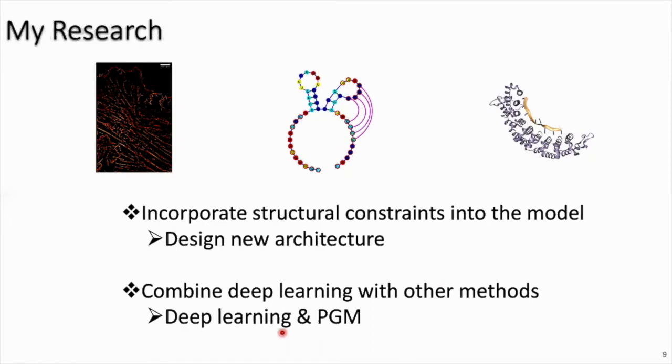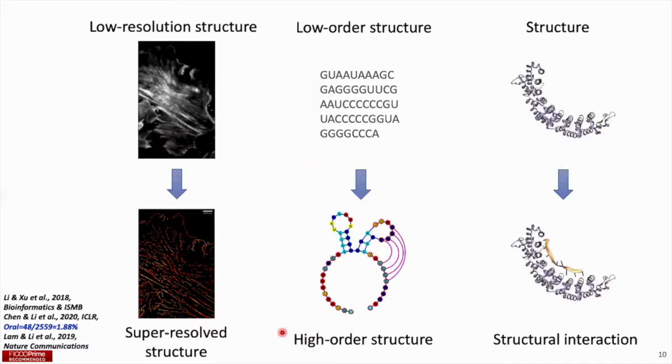So to resolve those challenges and limitations, first of all, we try to incorporate the structure constraints into the deep learning model by designing new deep learning architectures, which require much less training data and can help us resolve those problems specifically. And secondly, we try to combine deep learning with other methods, such as probabilistic graphical models, which can provide us with rigorous measurement modeling and can help us resolve those problems better. So then, let's look into the first project.